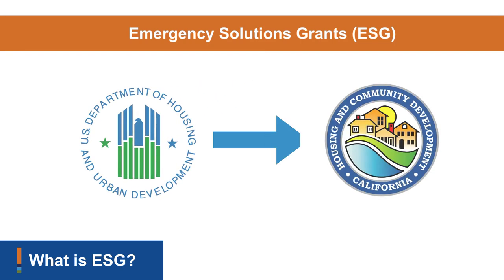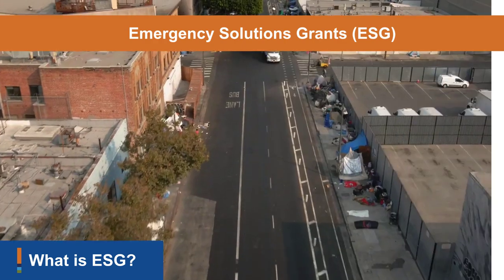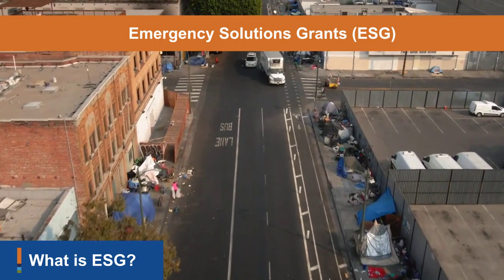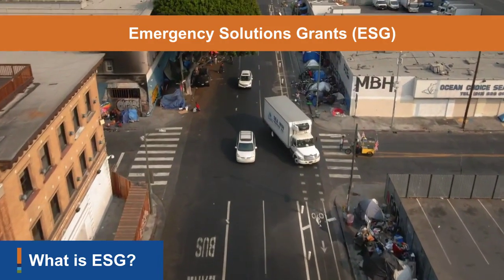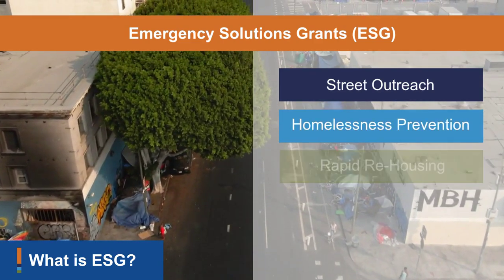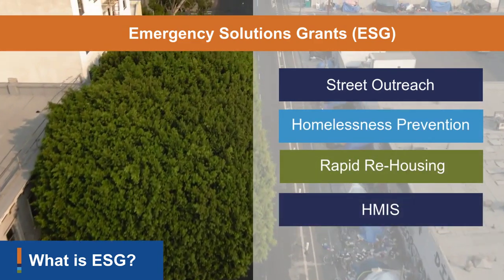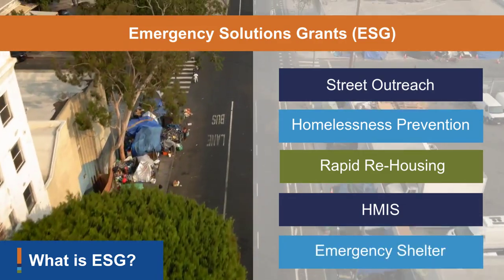The California Department of Housing and Community Development, or HCD, receives ESG funds directly from HUD and administers the state's annual ESG allocation. ESG assistance is flexible and can be used to support a variety of activities under 5 project types, or components: street outreach, homelessness prevention, rapid rehousing, the Homeless Management Information System, or HMIS, and emergency shelter, which is what we'll talk about here.